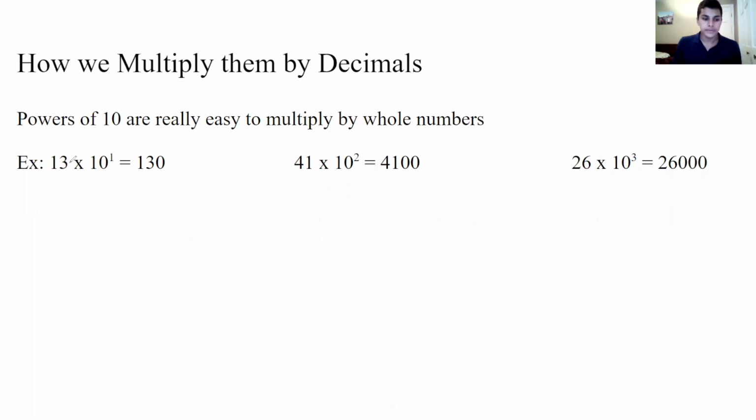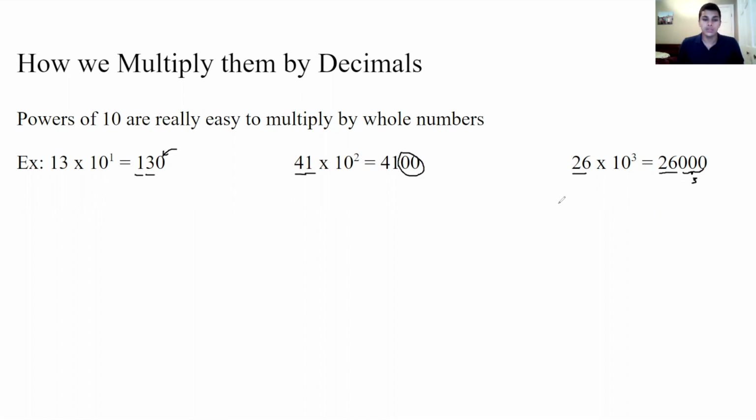When we multiply 13 by 10 to the power of 1, we get 130. We still have the 1 and the 3, but we have 1 zero at the end. When we multiply 41 by 10 to the power of 2, we get 4,100. We also still have the 4 and the 1, except now we have 2 zeros at the end. And same for 26 times 10 to the power of 3. We don't change the digits. All we do is add zeros to the end. And here we have 3 zeros that we added to the end.